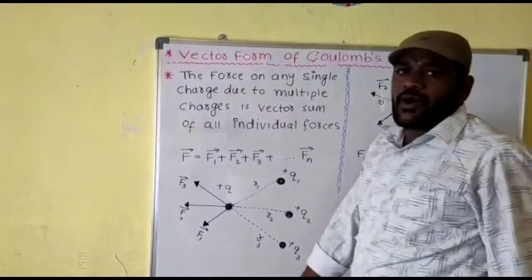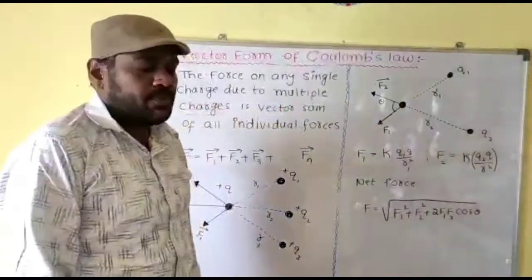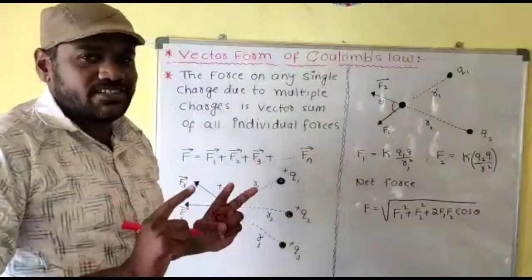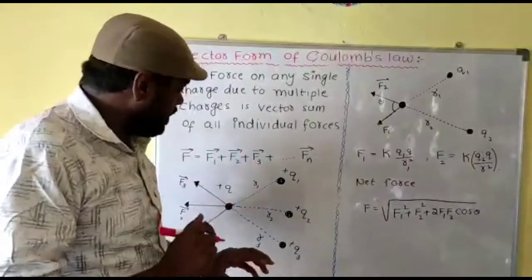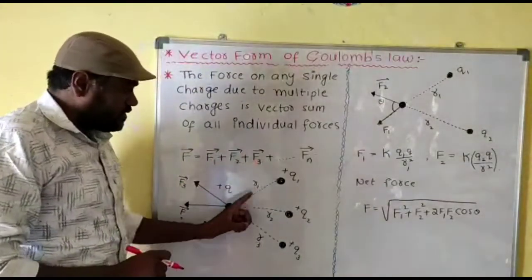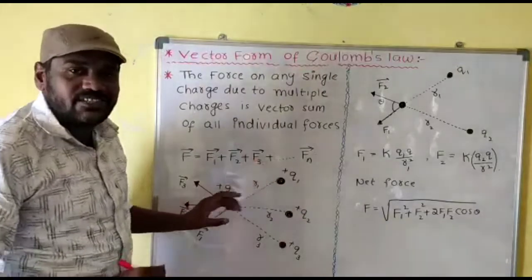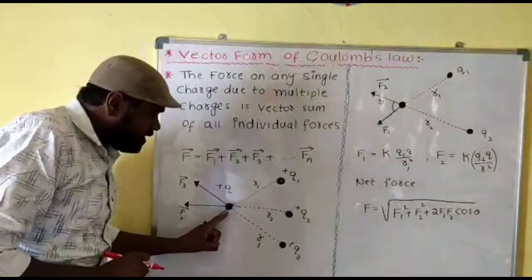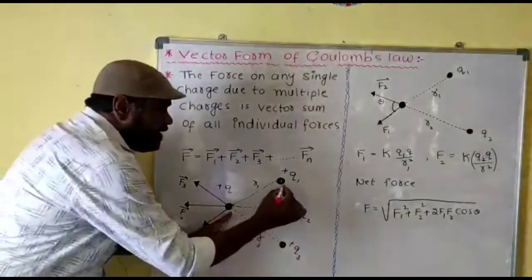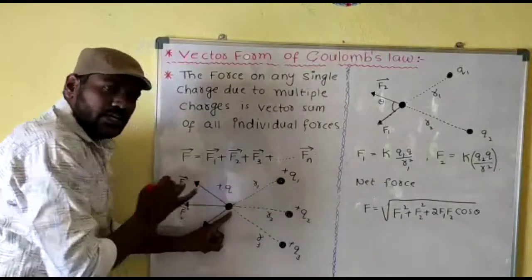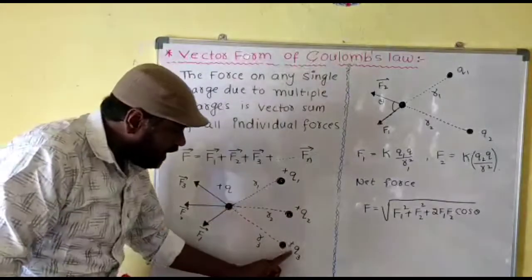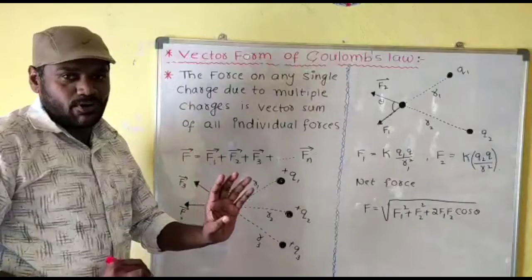Now the last point of this topic. Generally, up to now we have taken only two charges, correct? But now let us take a multiple number of charges: first charge, second charge, many charges are there. Now I want the total force on Q. Q1 applies a force on Q, Q2 also applies a force on Q, Q3 also applies a force on Q.